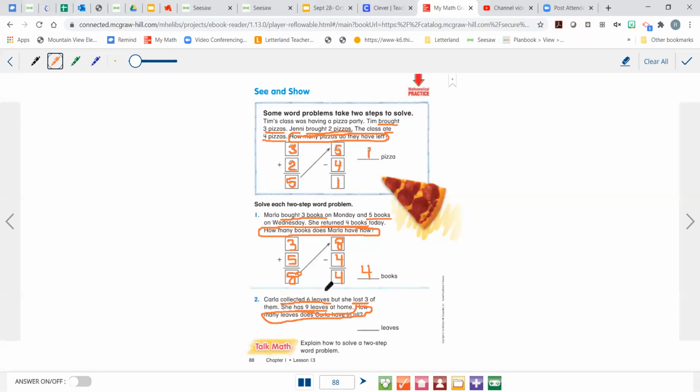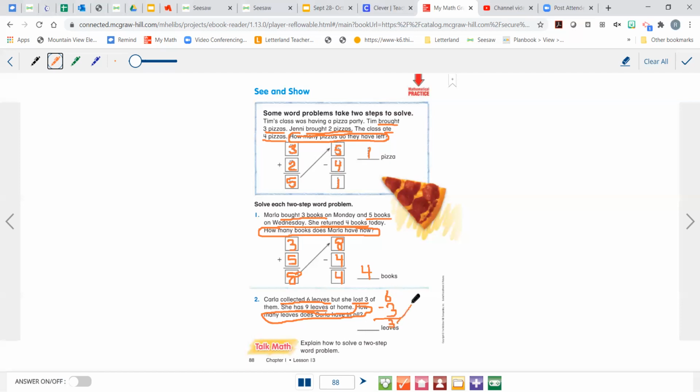So let's take a look at our first 2 numbers. She collected 6, but she lost 3 of them. Let's do it over here. There's more room. So she collected 6. That means she gained 6. But when she lost them, that's taking it away. So 6 minus 3 is 3. Trying to not go over the word leaves.